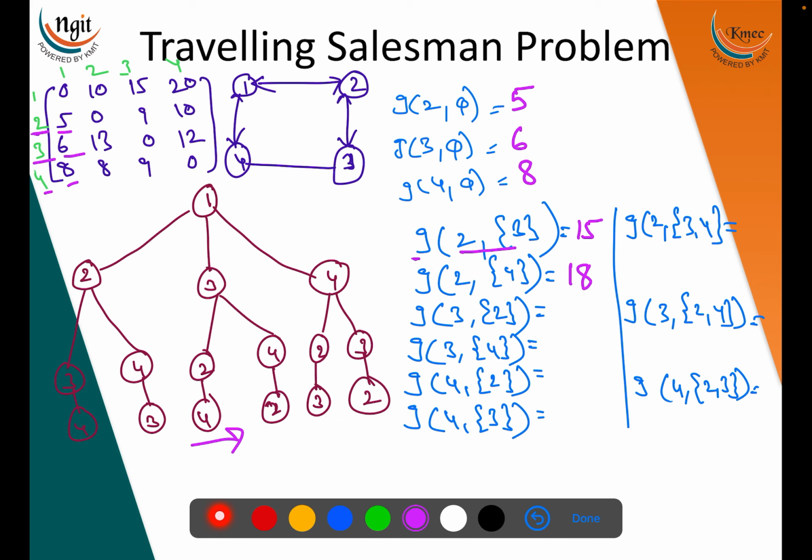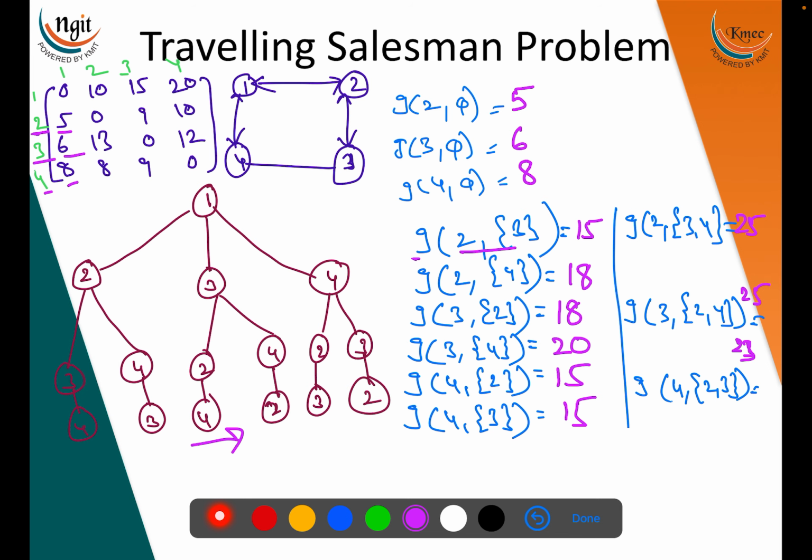So how did I get this 2 comma 4, 2 comma 3 value? You can write the complete formula. Then you can copy over here. 3 comma 4 value is 20, 4 comma 2 is 15. So from the recursive tree I am writing all this. I am not writing blindly. From the recursive tree I am writing all these values. 25, this is 25 and this is 23.